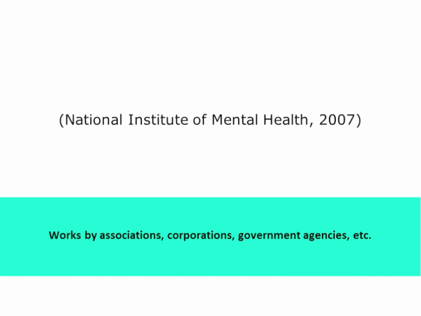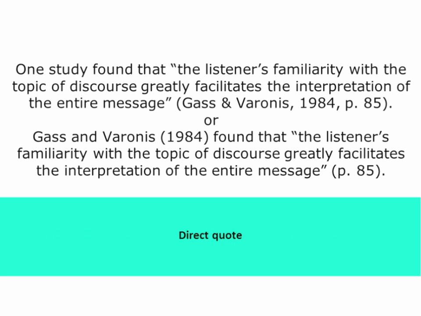If it's a work by an association, a corporation, or a government agency, you will write the name of that agency, and then the year it was published. For a direct quote, remember, you will need to add the page number. Here you can see I did it 2 different ways. In the second example, Gas and Veronis, 1984, I put the page number at the end.